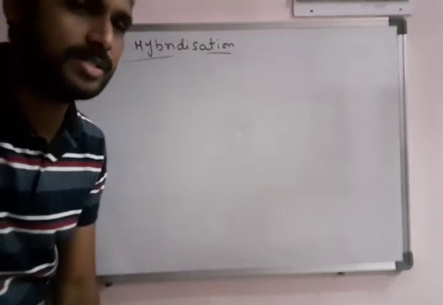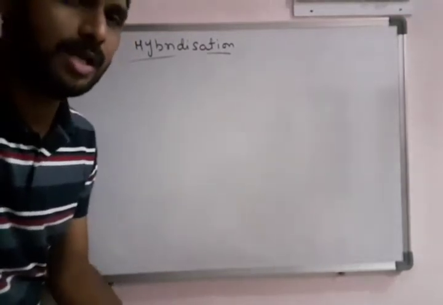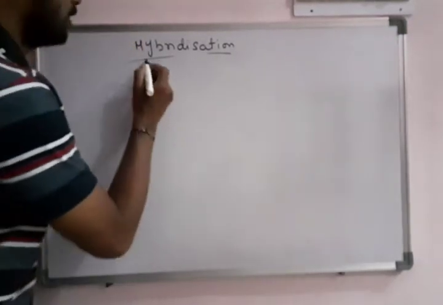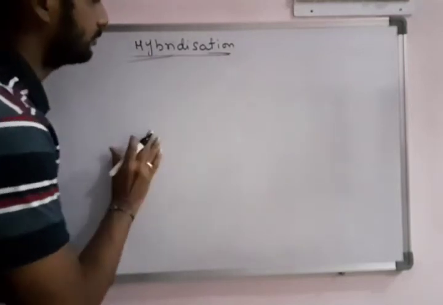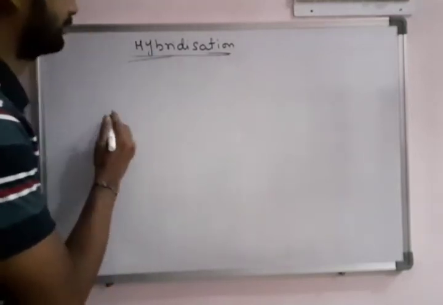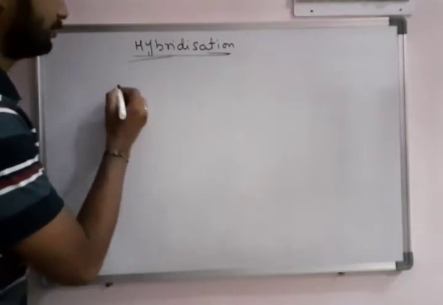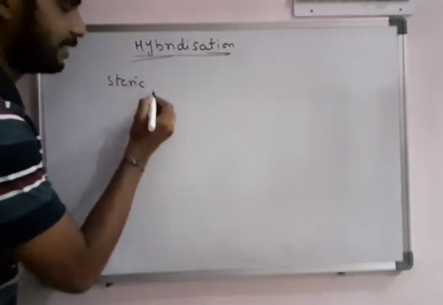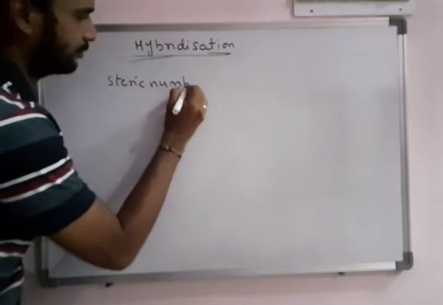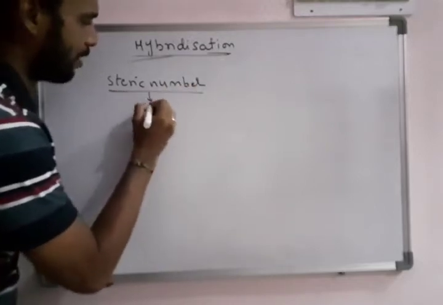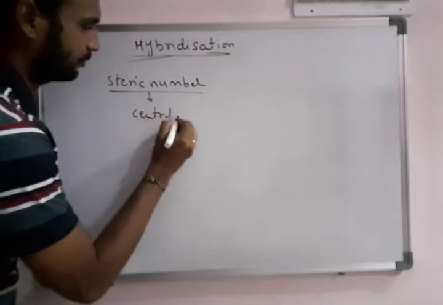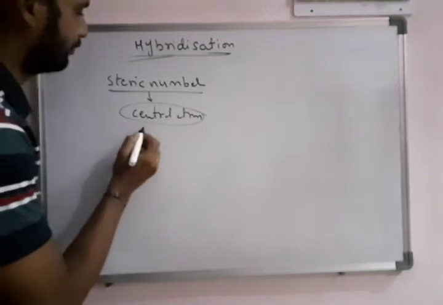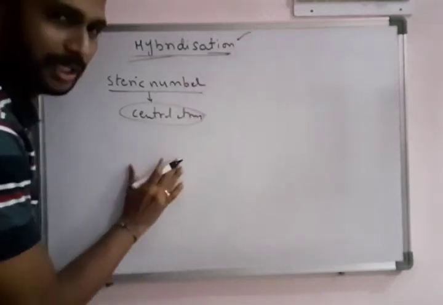So now we see about the hybridization. How do we know the hybridization in different molecules? To know the hybridization of a central atom in a molecule, we have a method in which we calculate the steric number of the central atom. By knowing the steric number of the central atom, we are able to know the hybridization of that molecule.